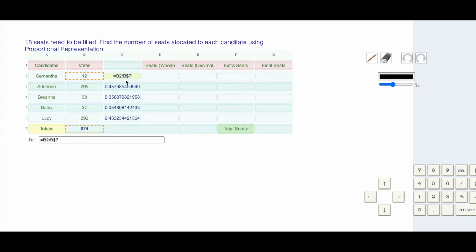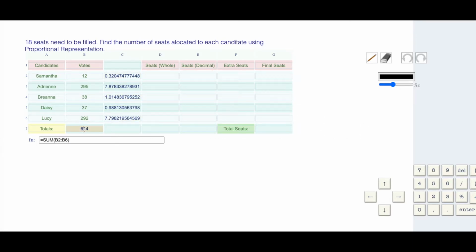So far, it's just the percentage of votes, because it's just B2, like the 12 out of the 674, so it's giving that as a decimal. Samantha's getting 12 674ths of the 18 seats. So of times the 18. So I'm going to write times 18 like that. And then I'm going to fill that down.